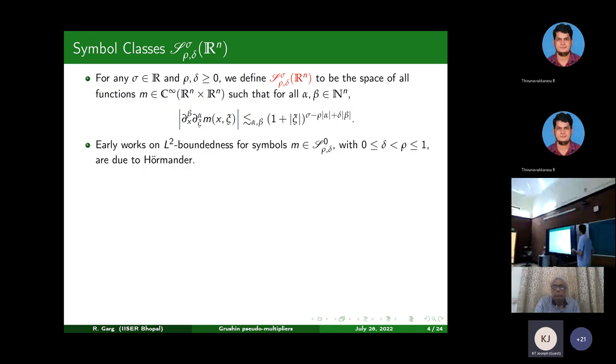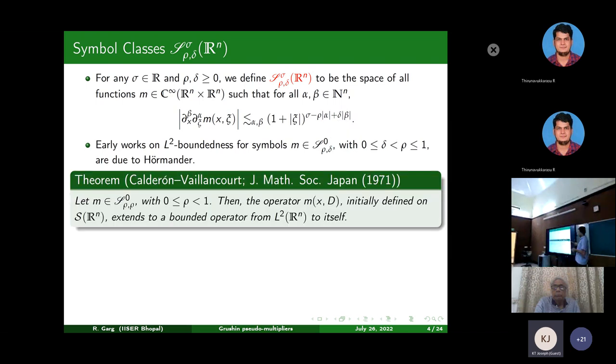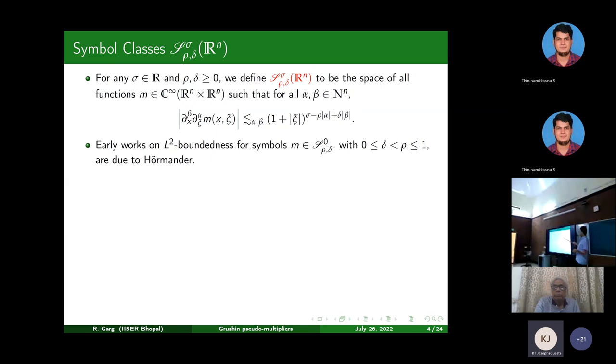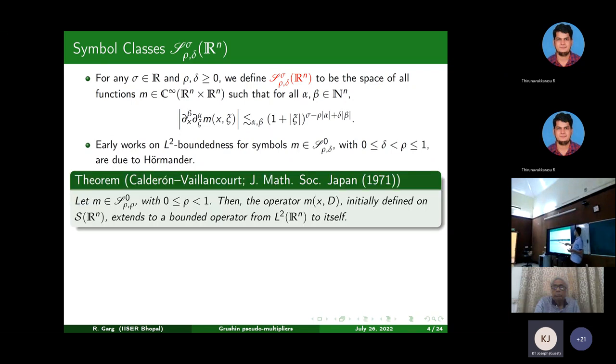So early works on this, let me just mention a few more slides on L^2 boundedness. The result is that you don't give me any initial decay if you are starting with S^0_{rho,delta} type symbols. So you are allowing some decay in terms of the number of derivatives and some growth in terms of the number of derivatives in the X variable. And if your delta is less than rho, then Hormander proved that the operator is L^2 bounded. And the missing picture of delta equal to rho was completed by Calderon and Vaillancourt in 1971, where they proved the exact result.